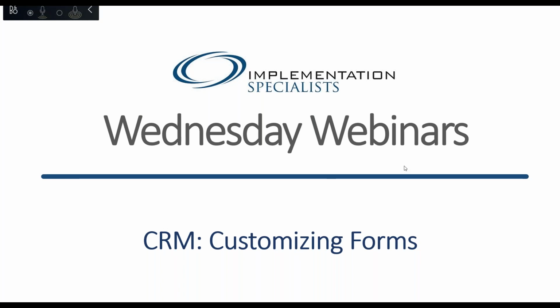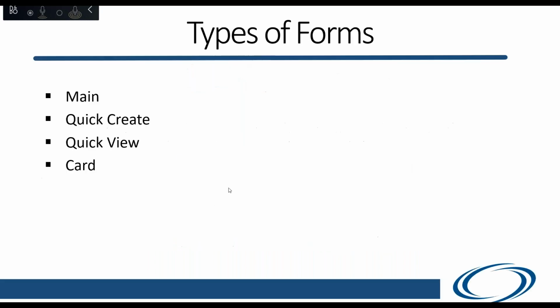Today, we're going to be talking about customizing forms within the CRM. There are 4 different types of forms within your Dynamics CRM. The main form, that's also known as the long form, is used when you access a record or when you create a new record from an entity list.